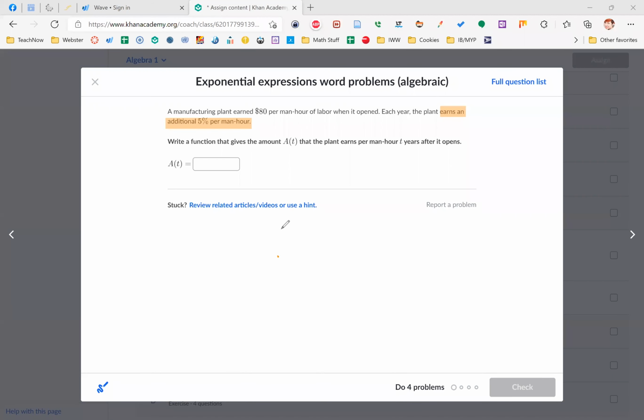So our multiplier, our rate of change, is going to be, we had 100% of what we started with plus another 5%. So that is 105%, which as a decimal, like percent means over 100. So it's going to be 1.05. So each year I'm multiplying again and again and again by 1.05.